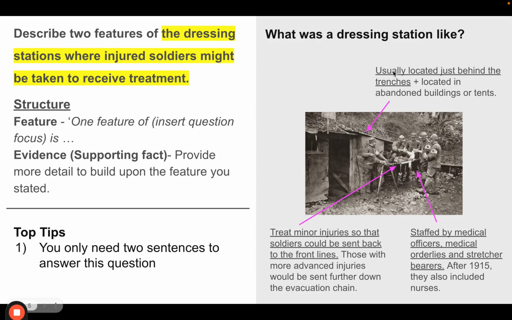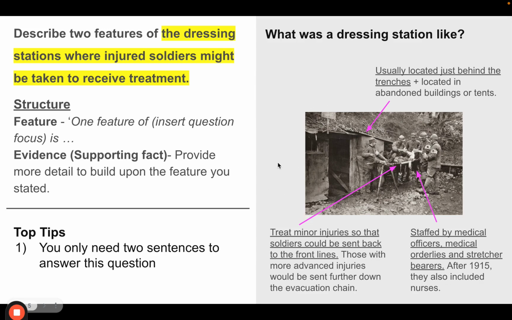We could mention that they were located just behind the trenches, and then add that little bit more detail stating that they were usually an abandoned building or tents. We could talk about the fact that they treated minor injuries so they could send soldiers back to the front lines, but those with more advanced injuries would be sent further down the evacuation chain. And finally, we could talk about the fact that it was staffed by medical officers, medical orderlies, and stretcher bearers, and the extra information here being that after 1915, they also included nurses.